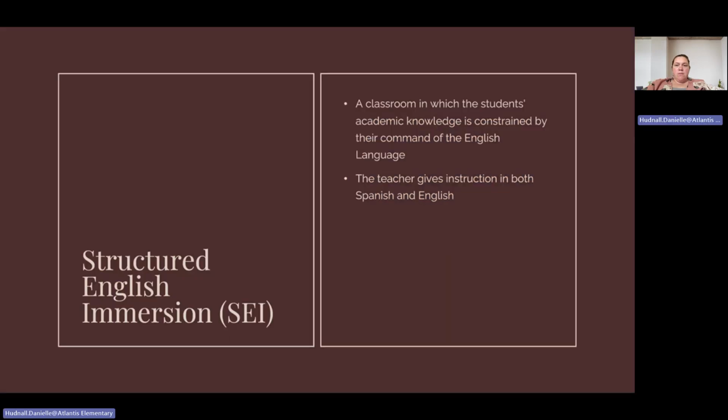Structured English immersion. The classroom in which the student's academic knowledge is constrained by their command of the English language. The teacher gives instruction in both Spanish and English.